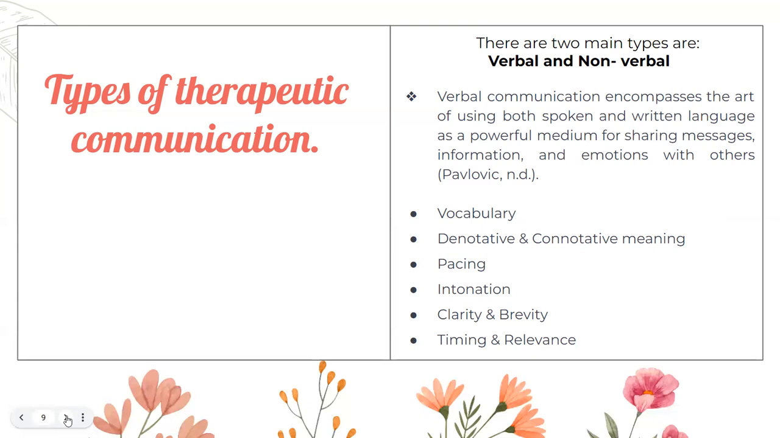Annotation, this is the way that you say things matters. Your tone must match the message, showing empathy and sincerity. So we have clarity and brevity. This is the use of straightforward language to prevent confusion, to avoid jargon, and to be concise. And we have timing and relevance. Know when to say and what to say. Timing is everything for respecting the patient's need and urgency.